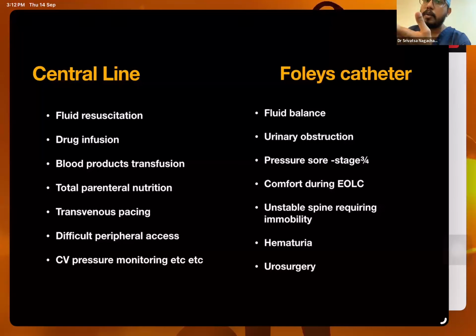or you want to give total parenteral nutrition, and sometimes even transvenous pacing where the heartbeat is not proper and the cardiologist asks you to do a pacing. That is when you require a central line, or when there is difficulty in getting a peripheral access line, and very rarely for CVP pressure monitoring. That is a more comprehensive list of indications for a central line.